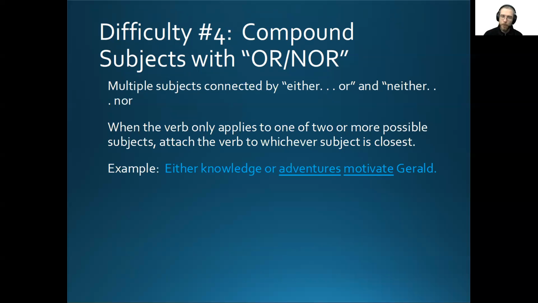So, as an example, a correct sentence would be either knowledge or adventures motivate Gerald. There are two items in a list using or, knowledge or adventures. Adventures is the noun that is closest to motivate. So adventures is the noun that tells you how you are supposed to conjugate motivate, in this case, in the plural.